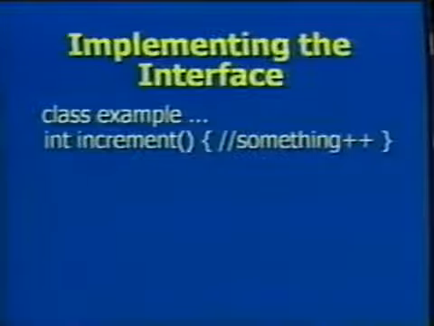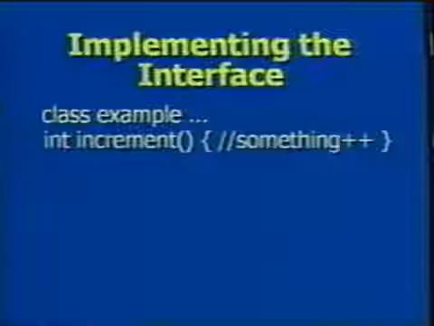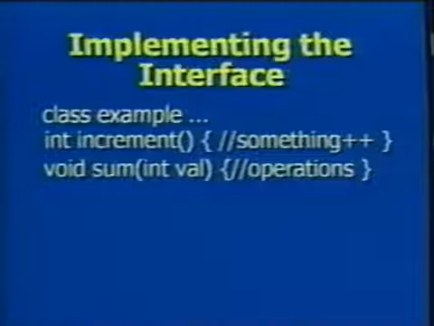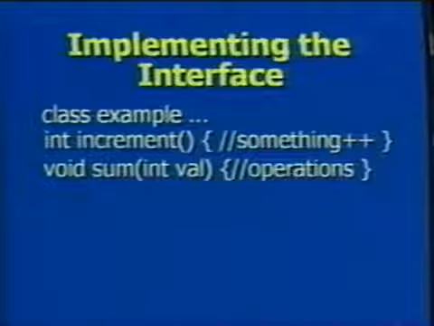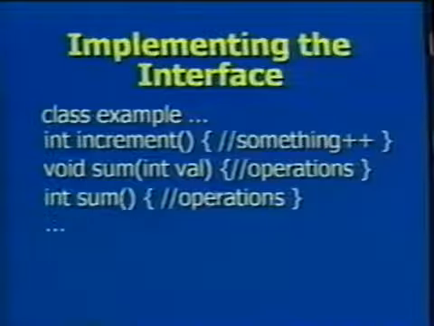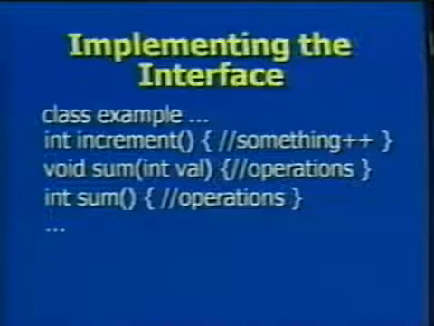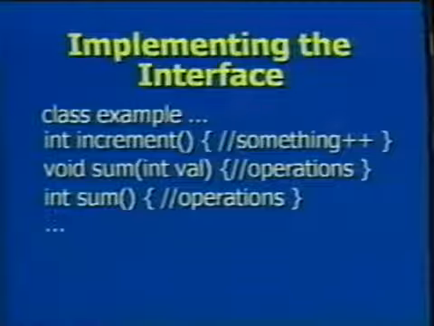So when we want to actually implement this interface, here's a code fragment from a class description. First of all, we have the implementation of the increment function. We've got a body with some code that does the incrementation. We've got a sum method, which is just our access operator for getting to the sum, passing it a value. And we've also got the int sum with no argument with some operations that we'll define when we implement this class.